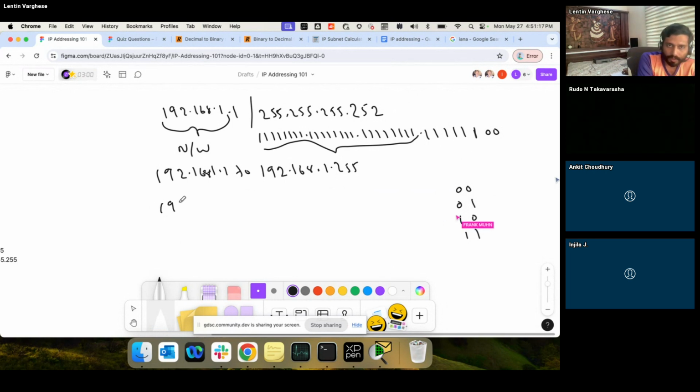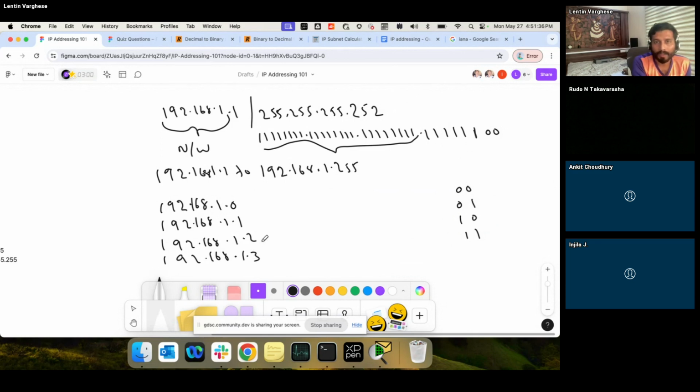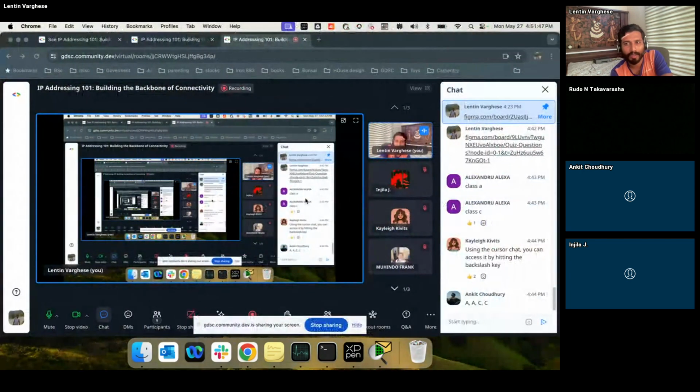So here this would be 192.168.1.0, 192.168.1.1, 192.168.1.2, 192.168.1.3. We only have 4 IP addresses in this network. Clear so far? Any questions? I know this part can be a bit tricky. If you have any questions, feel free to unmute yourself or post it in the chat.